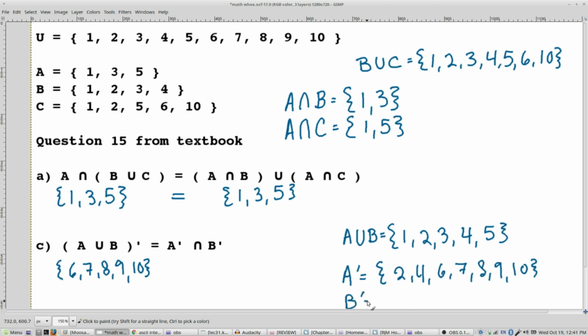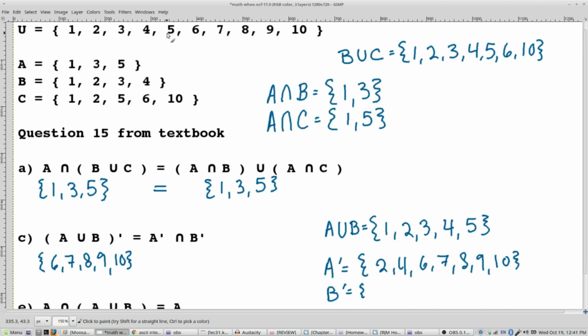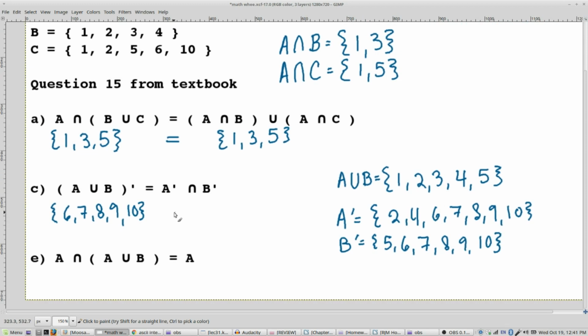B complement is going to be 5 through 10. So 5, 6, 7, 8, 9, and 10. Okay, so these complements, the intersection of what they both have in common, will be not 2, not 4, not 5, but we'll have 6, 7, 8, 9, and 10. So these will be equal. 6, 7, 8, 9, and 10. And so those are equal.